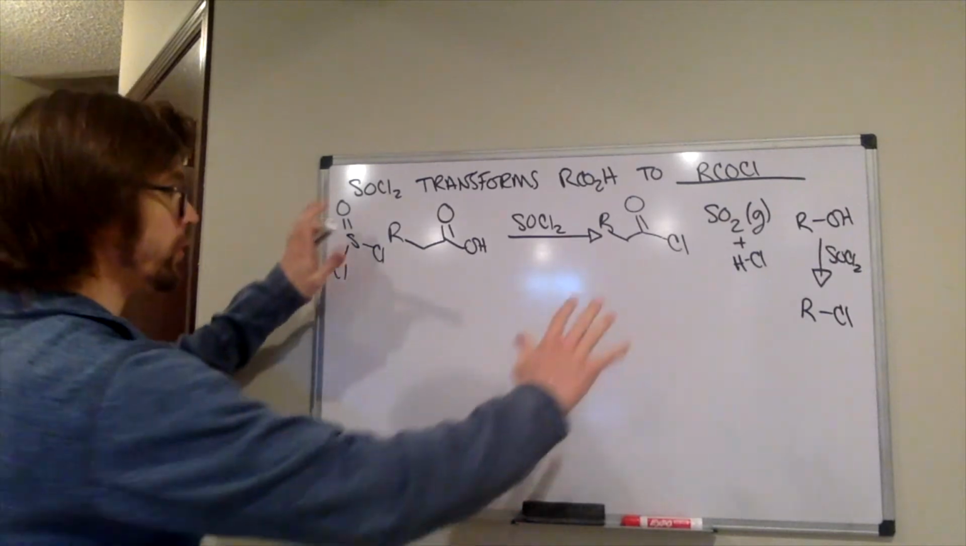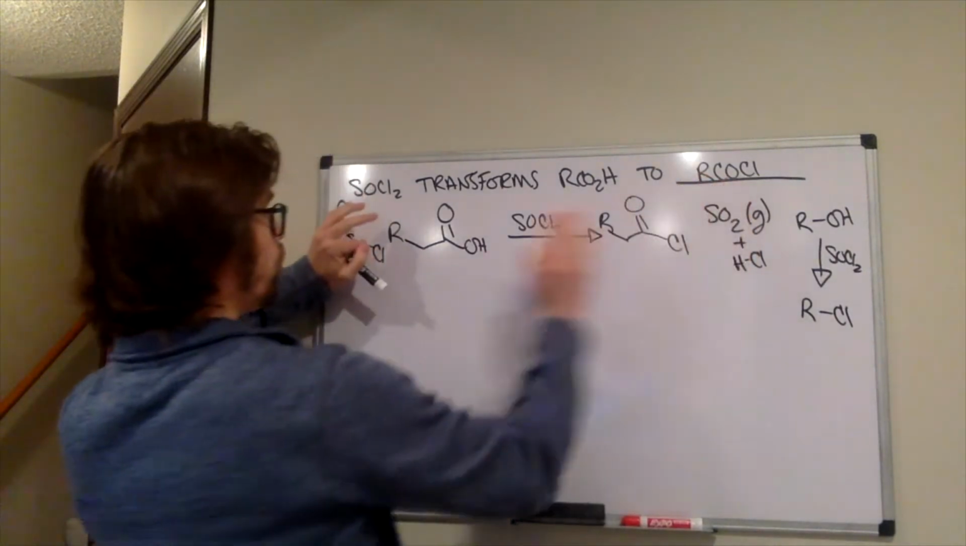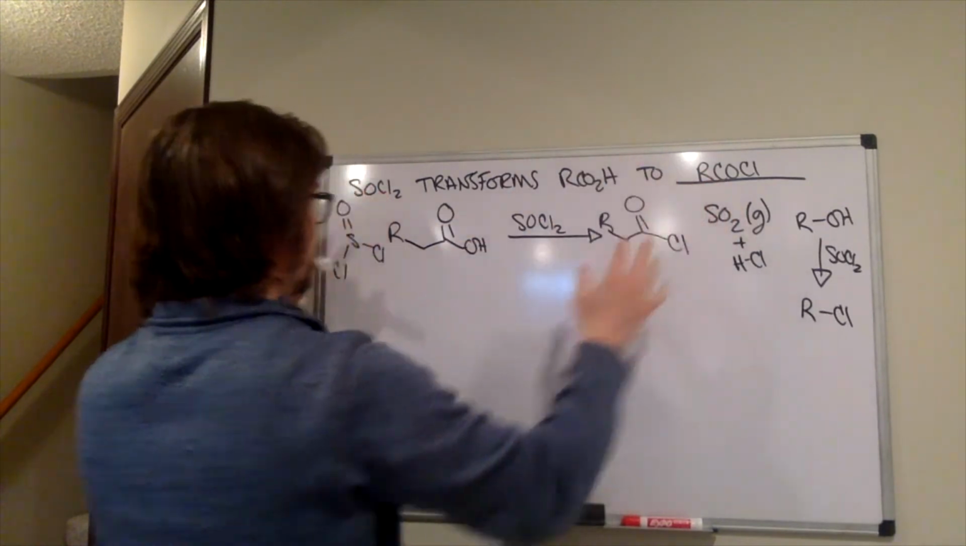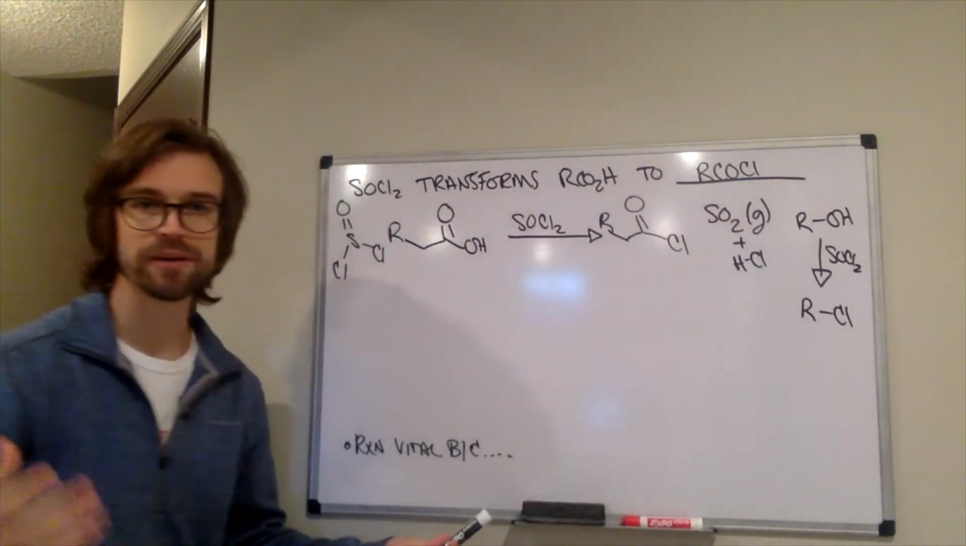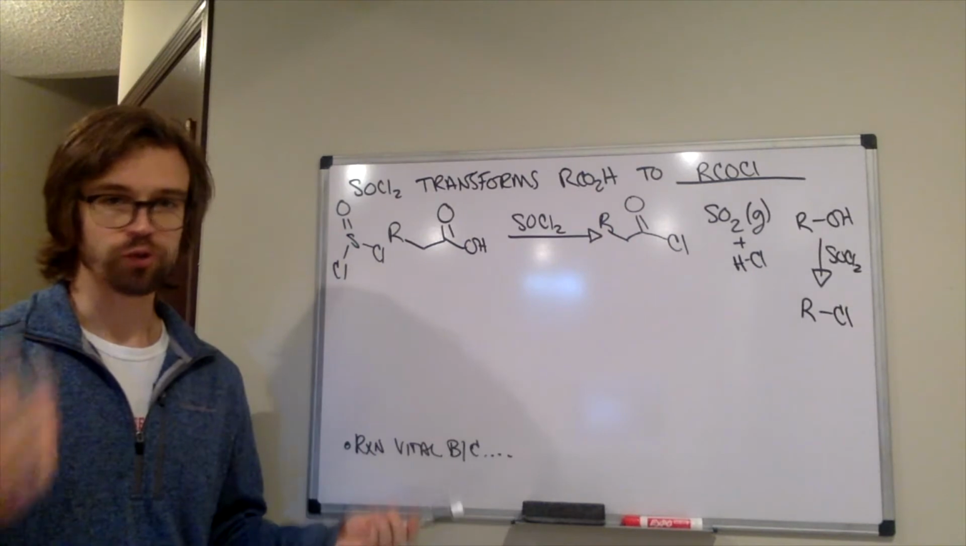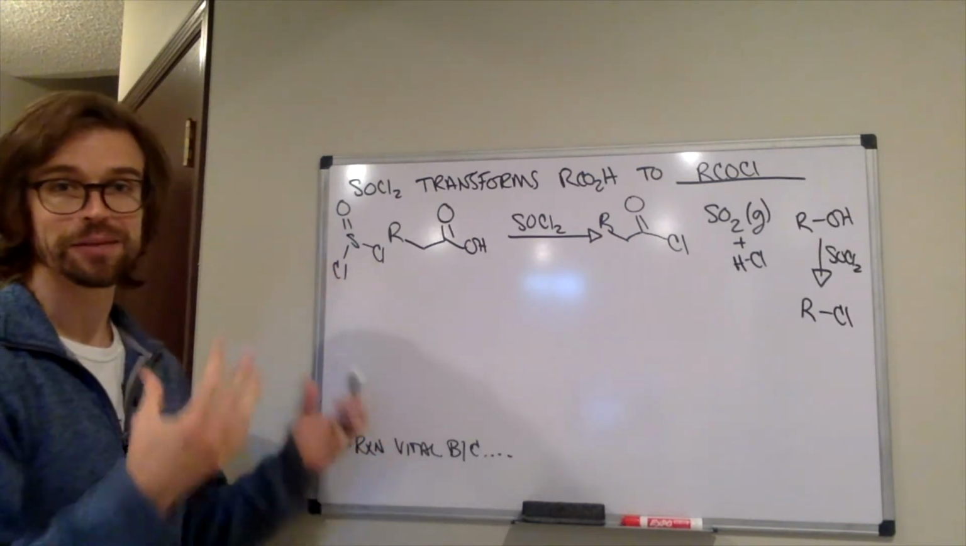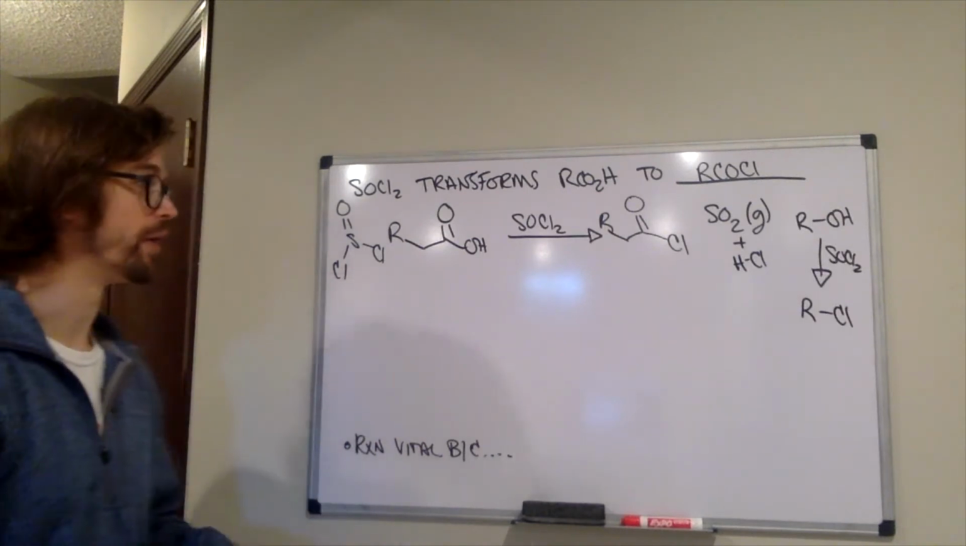So if we only had these things, if we only had the carboxylic acid and the acid chloride, this would be an uphill reaction. But because we also have these accompanying reagents, these accompanying molecules, the system as a whole is going downhill.